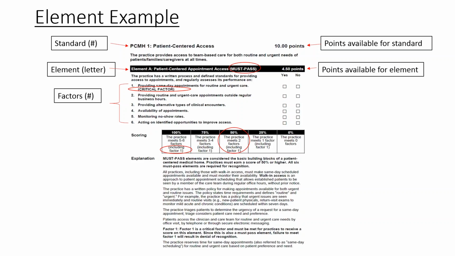So standard 1 has 3 different elements within it. So we're only looking in this example at element A. There's also element B and C. So those 3 elements together provide for 10 total points.